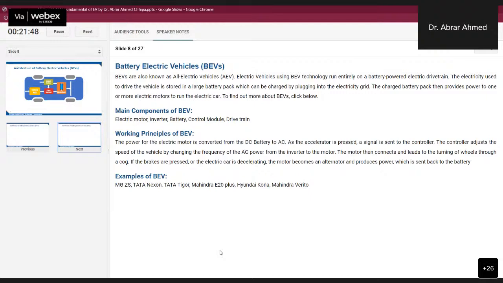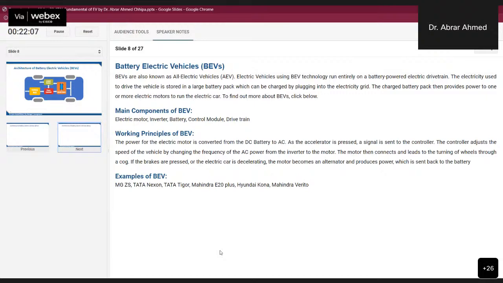If the brake is pressed, there is a concept of regenerative braking. So during the deceleration period, the motor becomes an alternator and produces power which is sent back to the battery, which basically eventually gives us extra range.